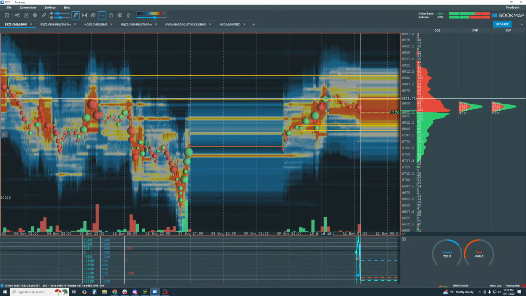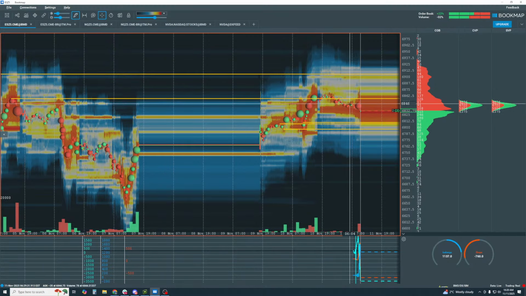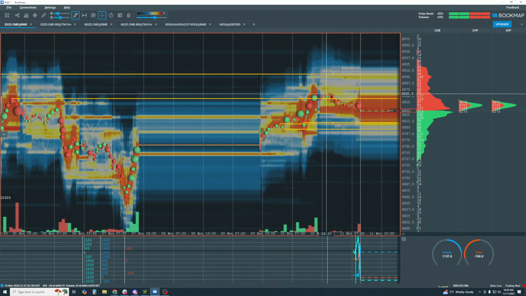So I think what we have is we had our range expansion days, Friday and Monday, and right now we're going to chop. We're probably going to see, it depends, a lot of back and forth between some of these key levels in here. So that is what I am kind of looking for.